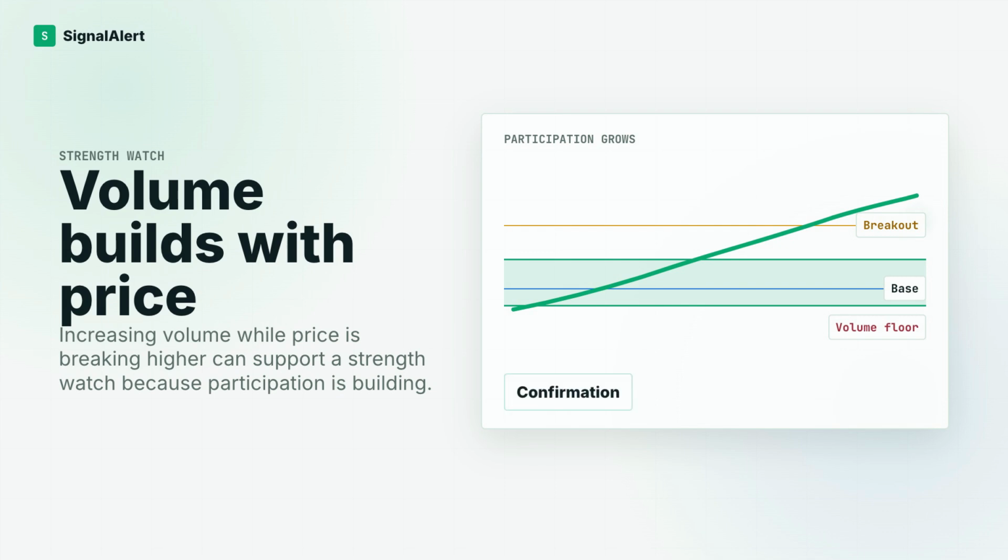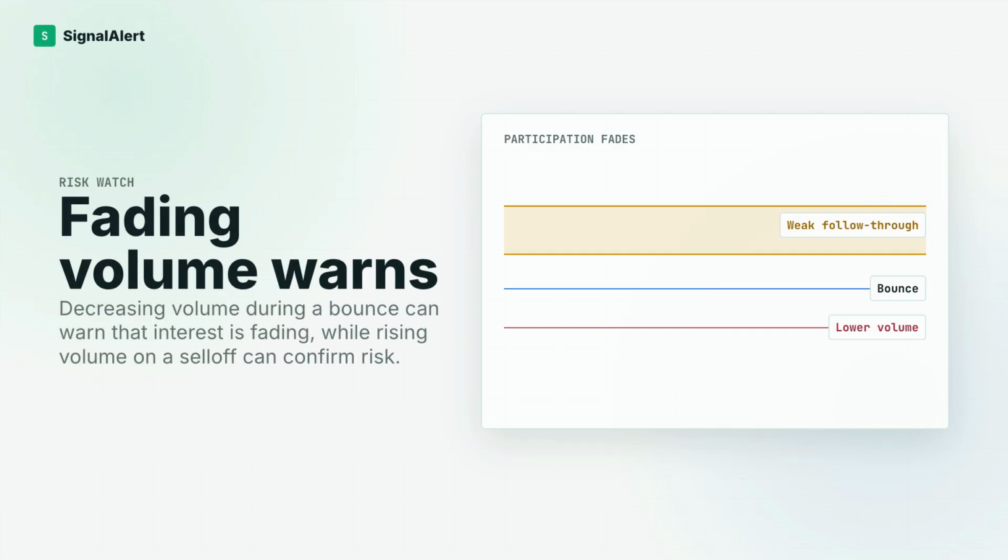Now the risk side. If price is bouncing but volume keeps decreasing, that bounce may be weaker than it looks. There may not be enough participation behind the move. On the other hand, if price is selling off and volume keeps increasing, that can confirm risk because sellers are active. The common mistake is thinking rising volume is always bullish.